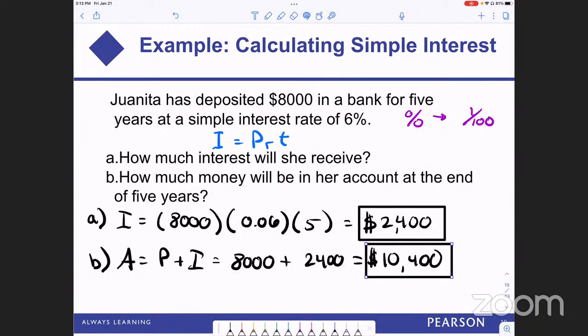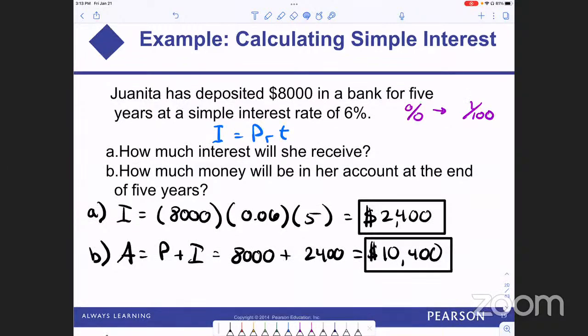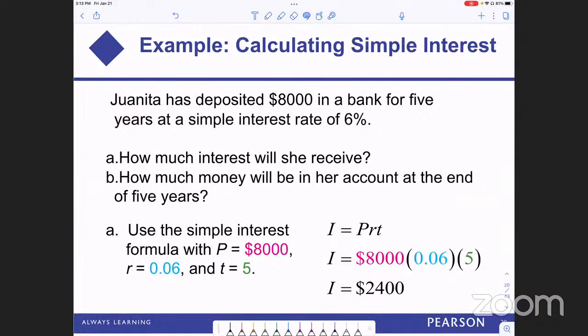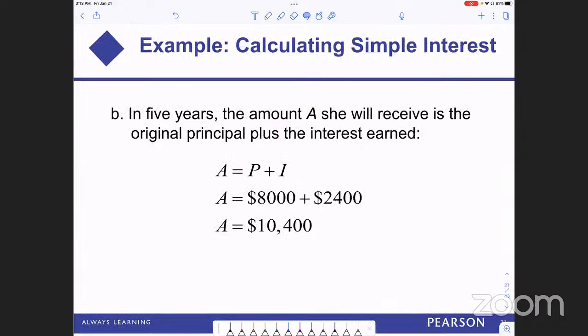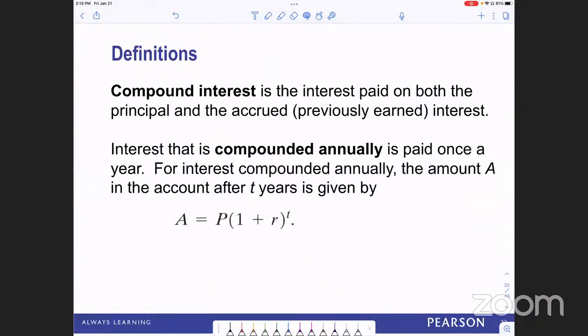Okay. So we got 2,400 and 10,400. Okay, let's see how we do. You see the 2,400 there. You see the 10,400 there.